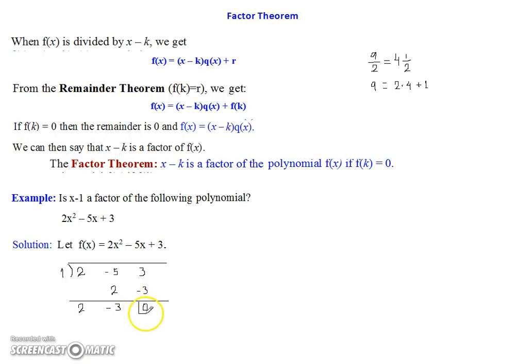0 is the remainder of dividing the polynomial function by x minus 1. So according to the factor theorem, x minus 1 is a factor of the polynomial. And because the quotient of this division is 2x minus 3, we can represent the given polynomial as a product of the divisor x minus 1 and the quotient 2x minus 3.